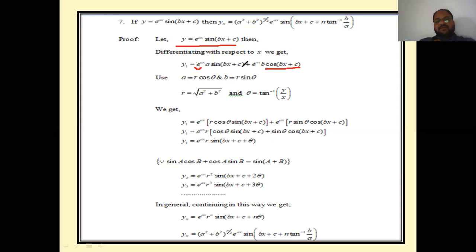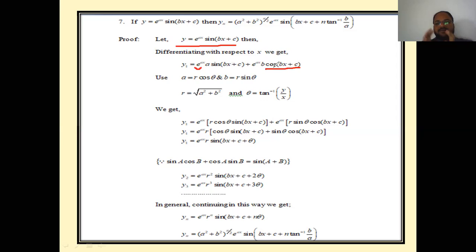But when you observe the result, you have to show that the term is (a square plus b square) raised to power n by 2. Means when you see the nth derivative, yn, and if you observe this given function, you get (a square plus b square) raised to power n by 2, and here we simply get one function, sine of bx plus c plus n tan inverse of b by a. But if you observe the first derivative, we get two terms, for sine as well as cosine. So here we have to use some proper substitution and try to make these two functions in terms of a single-valued function, that is sine of whatever the angle.